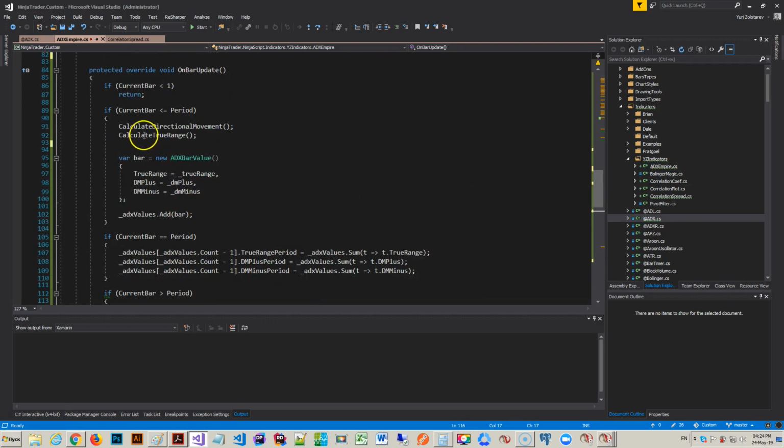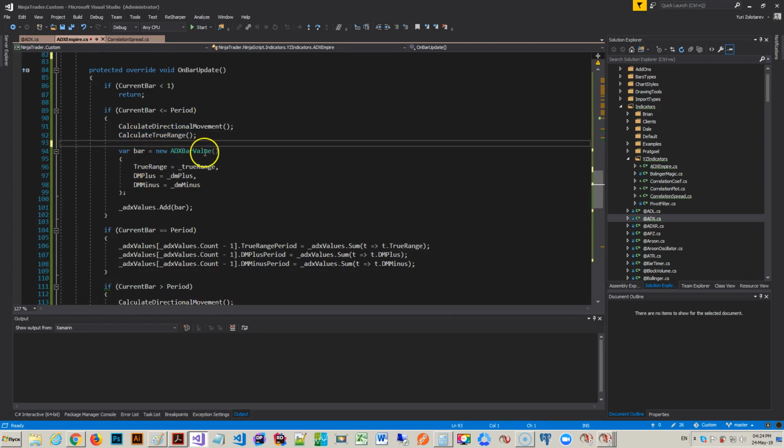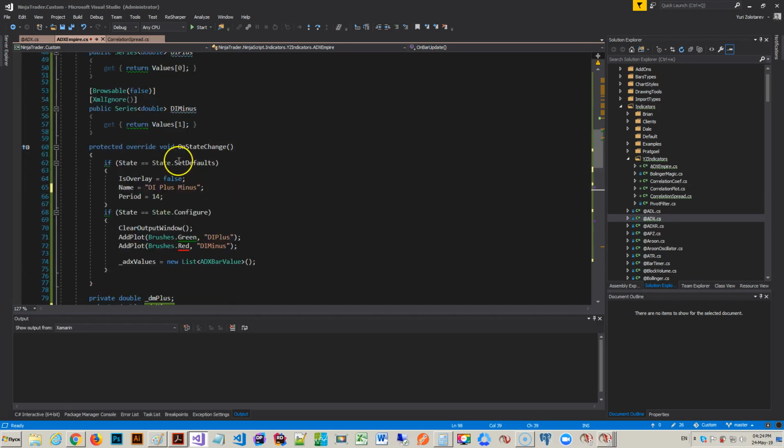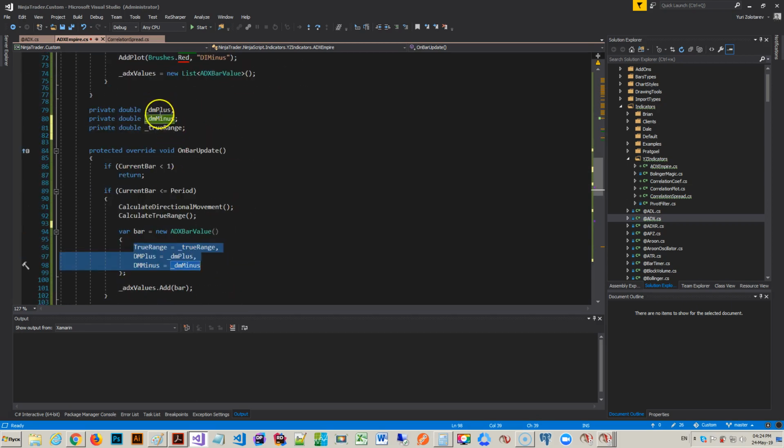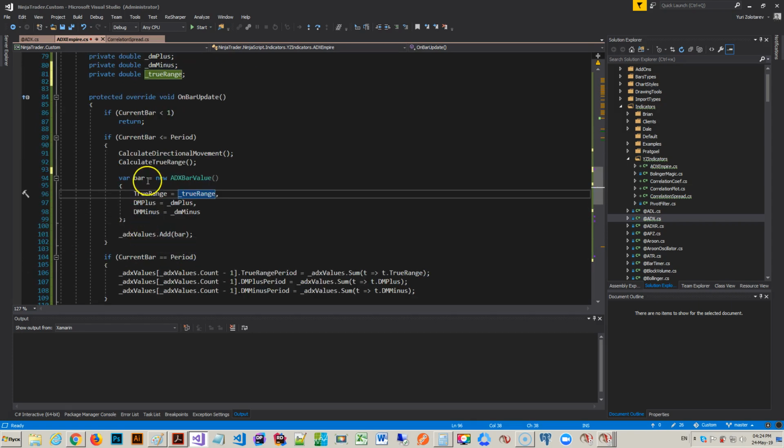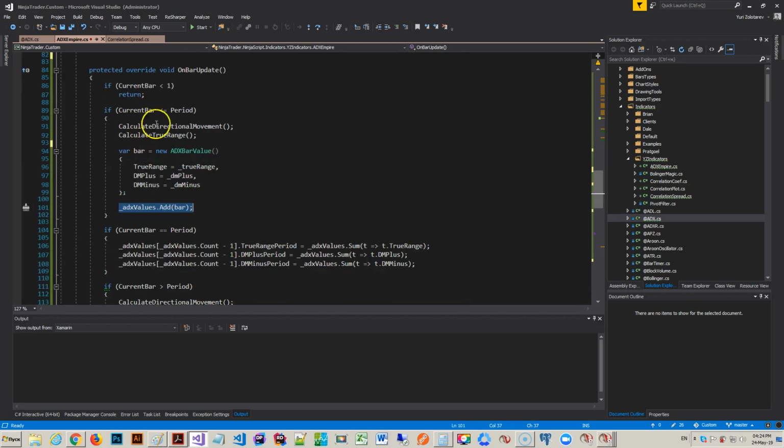Once I've calculated the dm and true range, I can create my ADX bar value: true range, dm plus, dm minus. So I go the variable way, the global way. I create global variables here, first calculate them, then assign them into my new object and put them in the list. I do that for a period number of bars.